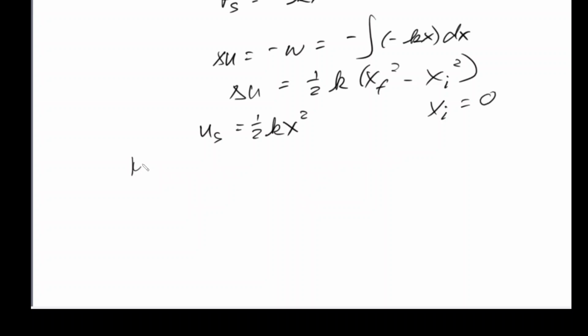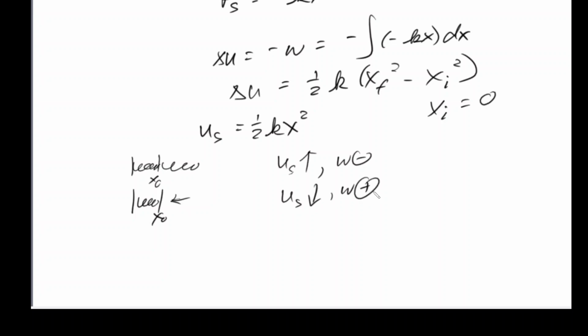So if we take a spring that's at rest here and we stretch it, its potential energy increases, but the work done by it is negative because the spring's force is acting opposite to the direction that we're stretching it. If we then allow that spring to relax and move back towards its relaxed point, then its potential energy decreases and the work it does is positive because the force of the spring is now working in the direction of the spring motion.